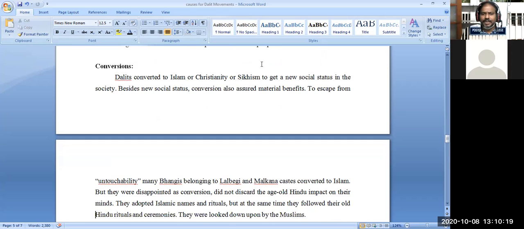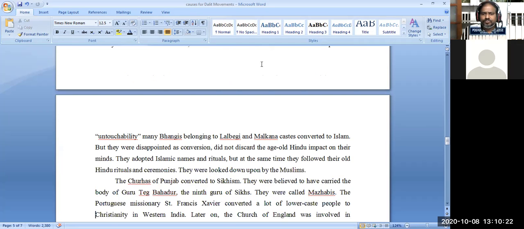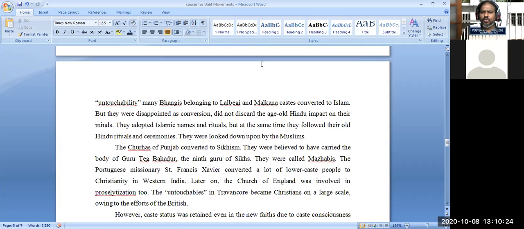To escape from untouchability, many Bhangis, belonging to the Lal Begi and Malkana castes, converted into Islam. But they were disappointed, as conversion did not discard the age-old Hindu impact on their minds. They adopted Islamic names and rituals, but at the same time they followed their old Hindu rituals and ceremonies. They were looked down upon by the Muslims. In the Telugu-speaking lands, Dudekula is an important community which converted into Islam.